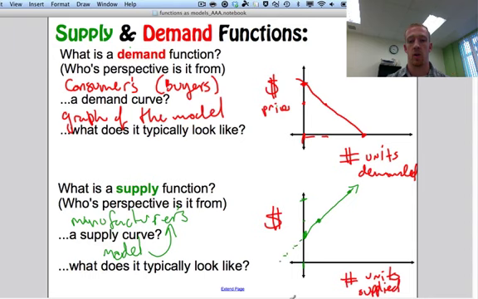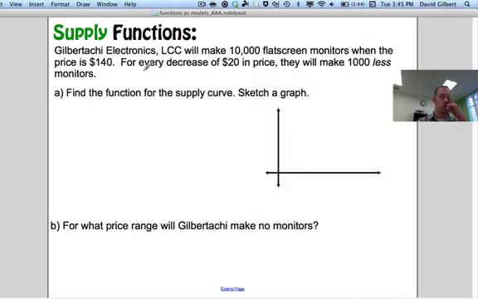This part of our graph we don't really care about. It doesn't really make sense. Nor does this part here. So that's what it typically looks like. All right, so let's see a couple of problems, and there's going to be a lot of good math in these problems here. So, supply functions.